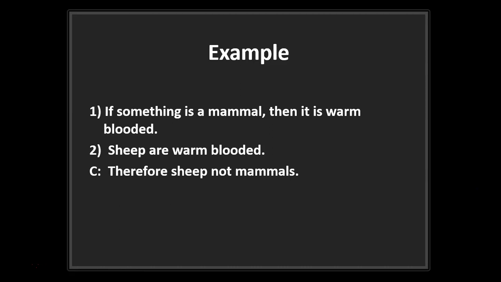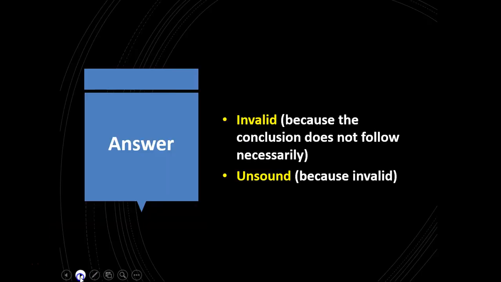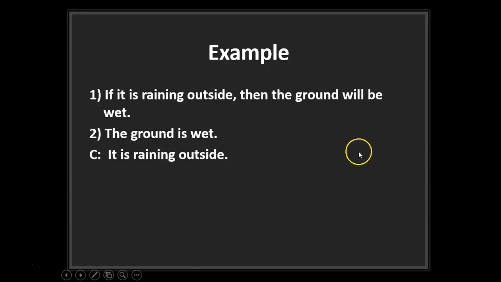We're just playing with this a lot. If something's a mammal, then it's warm-blooded, and sheep are warm-blooded. Therefore, forget this one. That's a mess. All right. Sorry about that, guys. I didn't realize that was a bum slide.